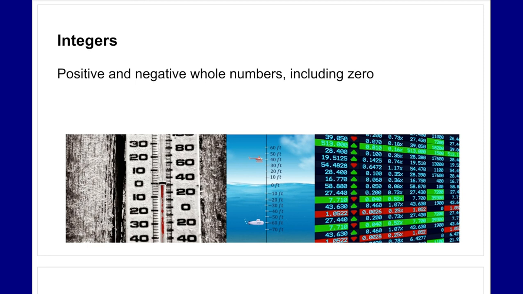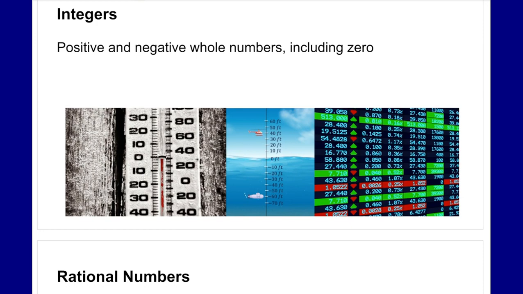So we can think of things such as temperature, altitude, or sea level or depth. Go positive above sea level, negative below sea level. You can think of stocks rising in value, losing value, positive and negative. You might have a zero value in there if it's not worth anything. So again, integers are positive and negative whole numbers, including zero.